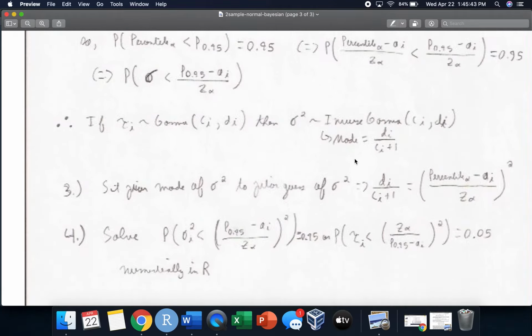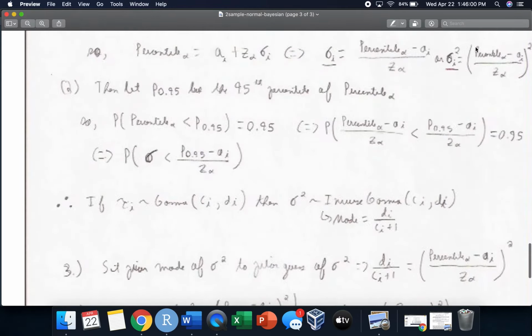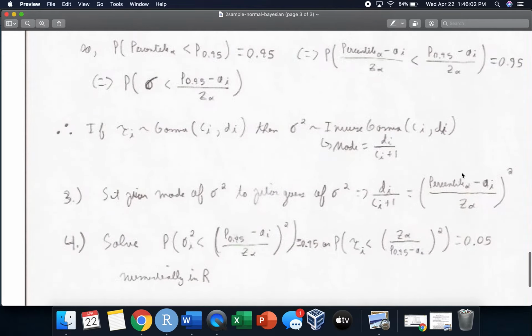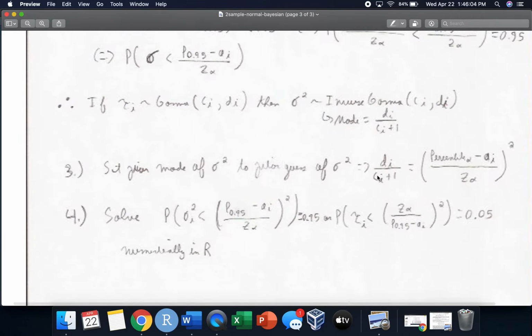So as the first step to solving it, we set the prior mode of sigma squared to our best guess of sigma squared. The prior mode is d over c plus 1, and we set that equal to what we had before, which was this, our best guess for sigma squared. And then from there, we set up the second equation to solve numerically.